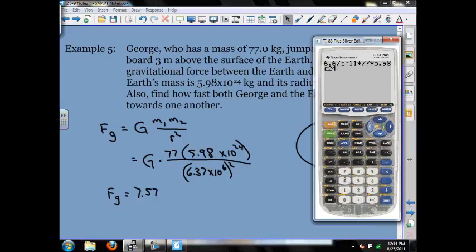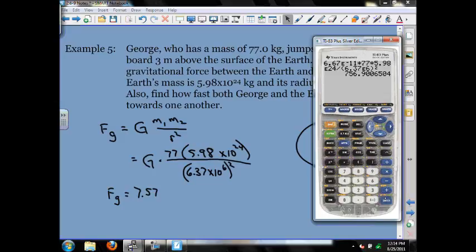Use this E button. Everybody know how that E button works? Use that instead of times 10 to the, it's going to be way easier to type stuff in. Divided by parentheses, don't forget the parentheses. That might be our issue. 6.37 times 10 to the 6th, squared.